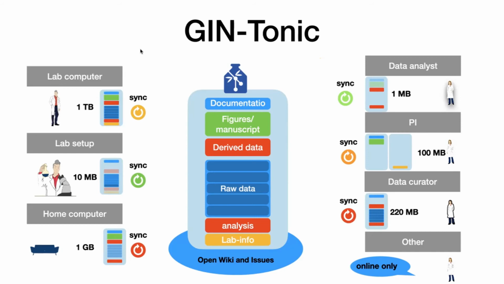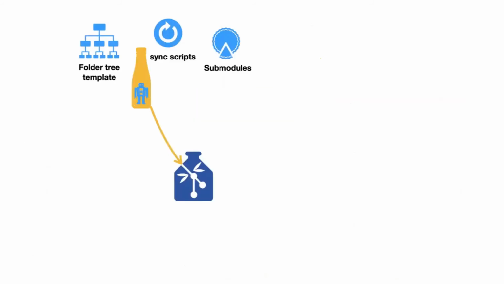It can also mean that the PI can just have a look at the manuscript and the figures and doesn't have to synchronize all the data. This has to be set once and then can be synchronized independently, so everyone has the latest version of the files. Also, it doesn't see everything.